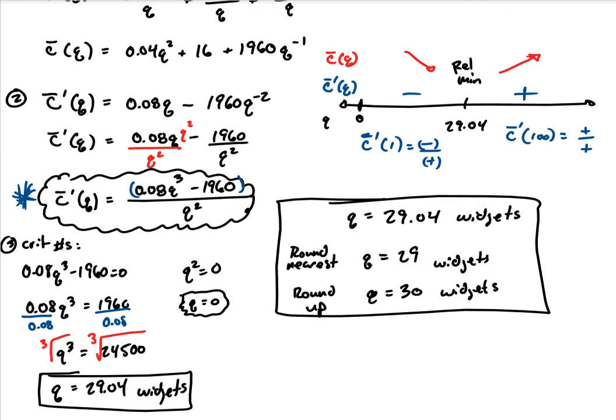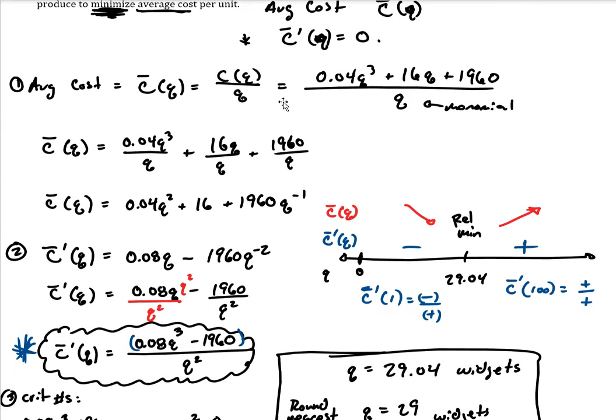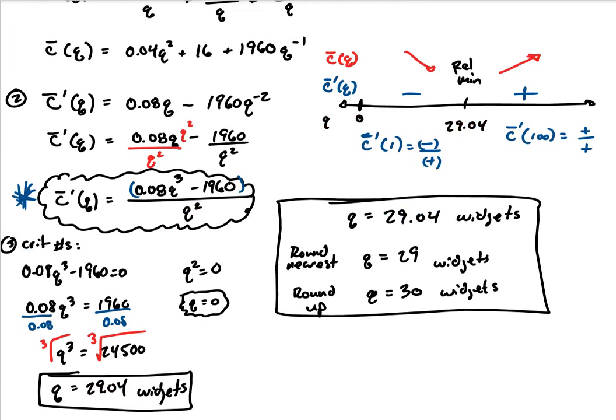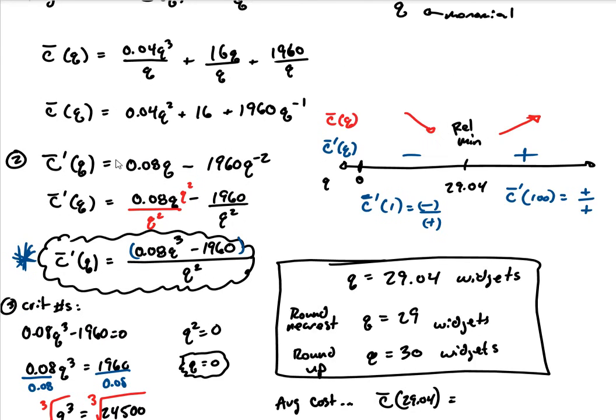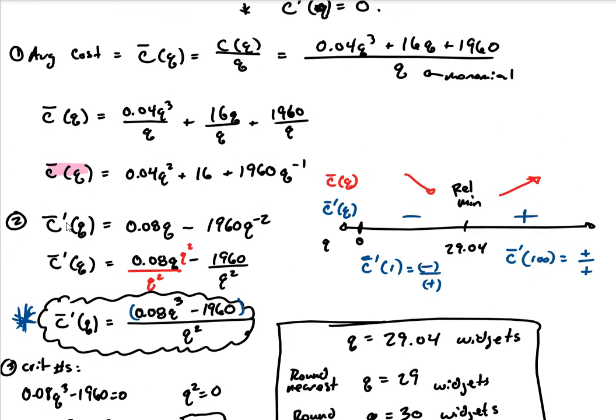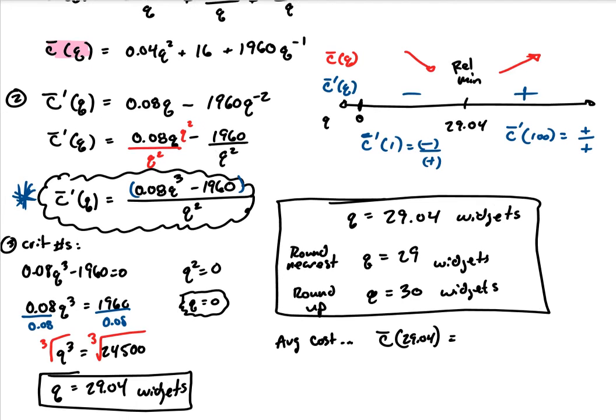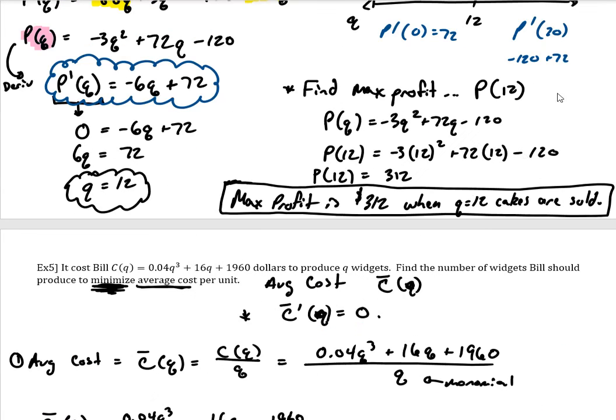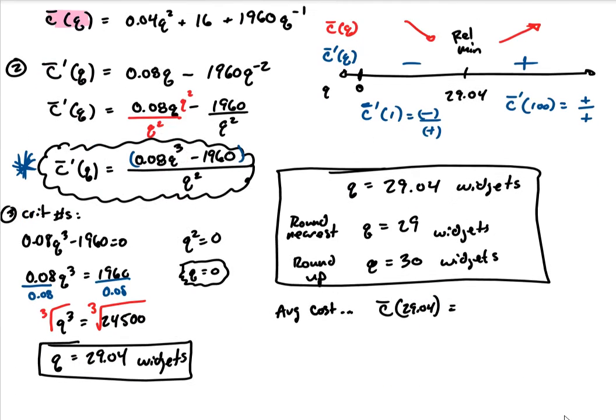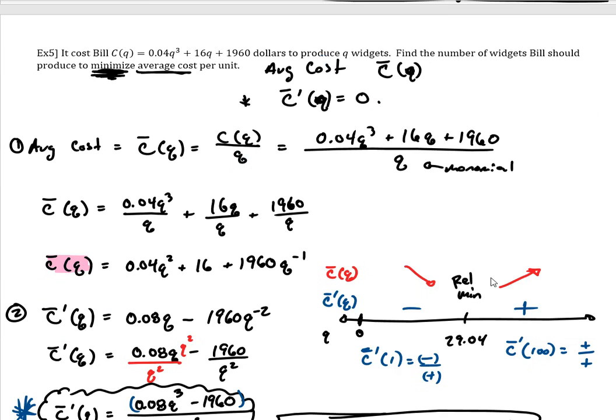Okay, so that's that. And if they said, hey, what is the average cost? Well, then you could plug it in. C bar of the 29.04, or again, whichever ones they want you to do. And that would be using our average cost function, that one right there, to find the value. Okay, so I'm not going to do that because they didn't ask for it, but that's what we could do. Just like in the previous one they did want it, so we did plug it in. But notice on this one, they just said the number of widgets.